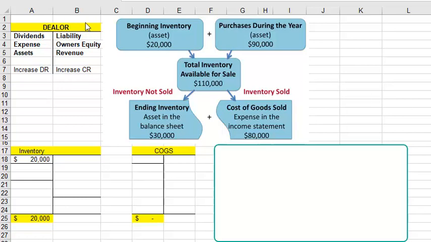Wanted to start off by showing DEALER. I find this is really helpful, so please reference this as we do our problems. And let's jump into this example that we saw in our books.